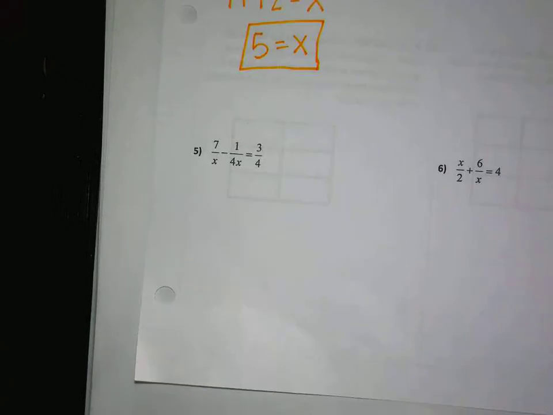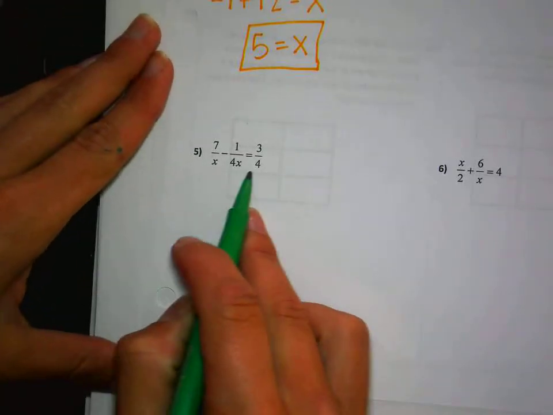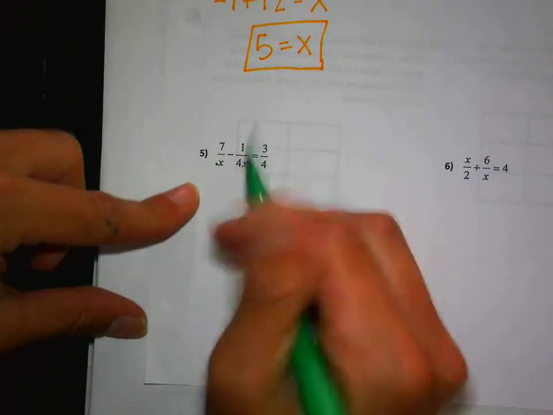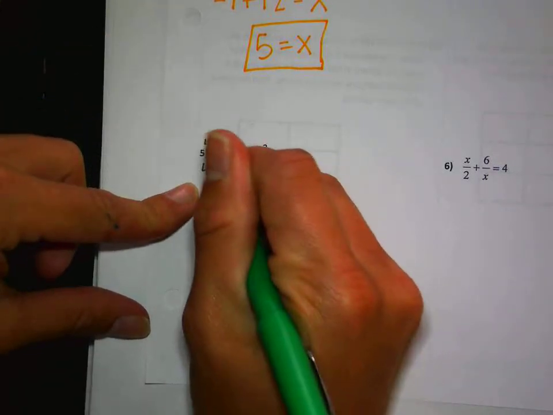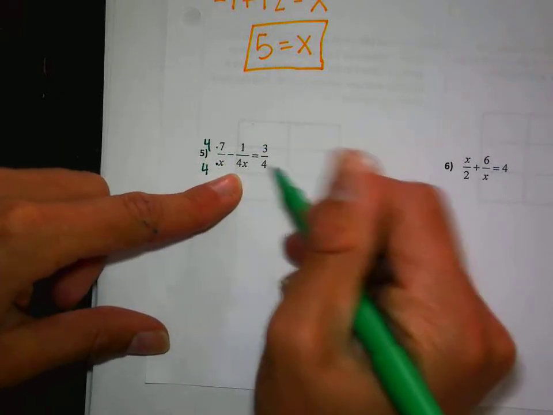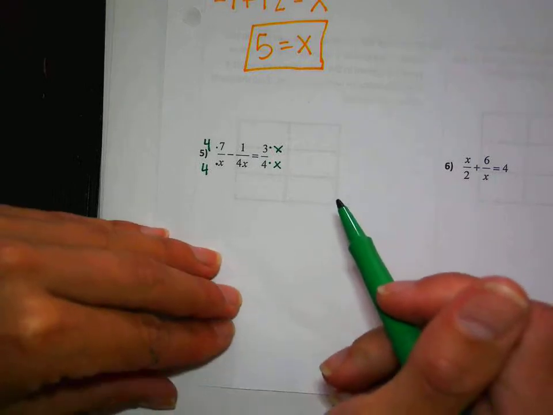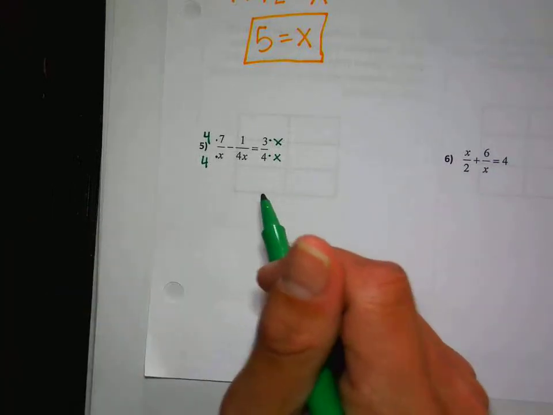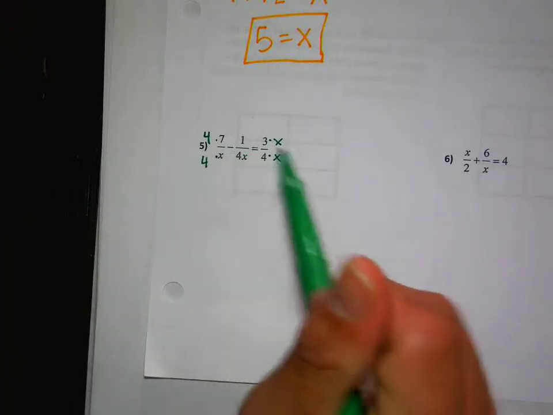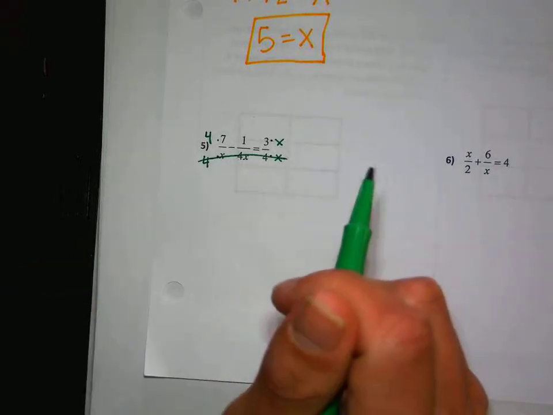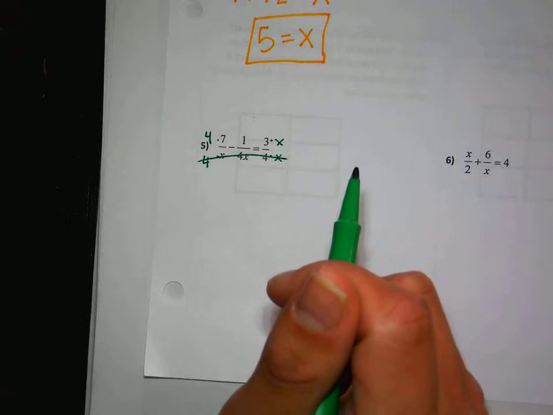Okay, drop down to number 5. What am I going to turn all of these denominators into? 4x. So what do I need to multiply this one by? 4. Do I need to multiply that one? No. What about that one? By x. So all of my denominators are 4x now. So I can cross through them.